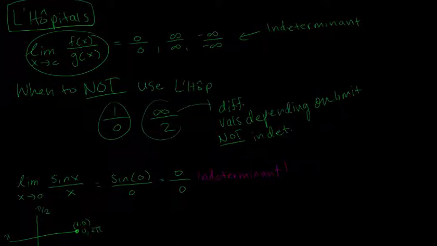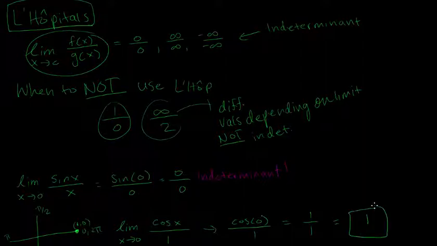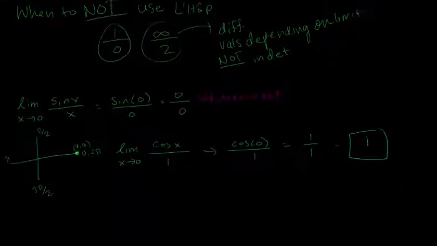So let's use L'Hopital's. So we take the derivative and we get cosine of x over 1, and now we take that new limit. Cosine of 0 over 1. Cosine is the x value, so we look at angle 0 and we see, okay, it's 1. 1 over 1, so that means our answer is 1, and that's all you have to do. So now, let's look at a little bit more of a tricky case.